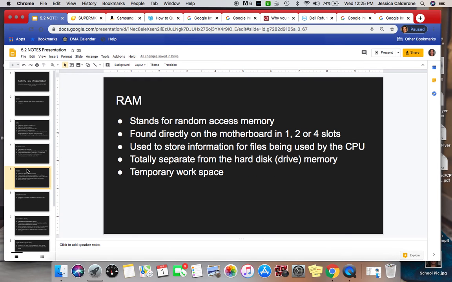Next, we're going to talk about RAM. Okay, RAM is a type of memory on your computer. Okay, so again, this is found directly on the motherboard, okay, which we just talked about. So go ahead and type down those 5 facts underneath the facts column. Okay, pause the video to type them.